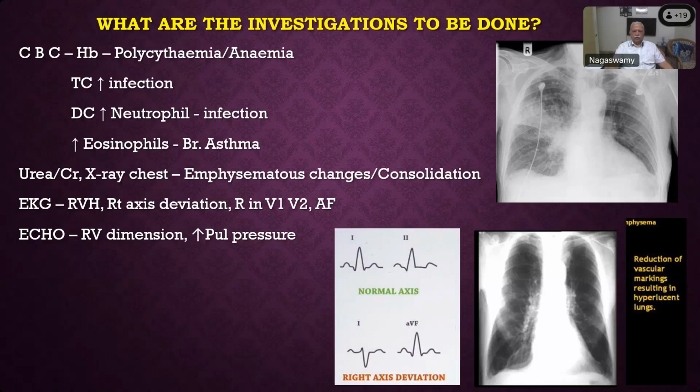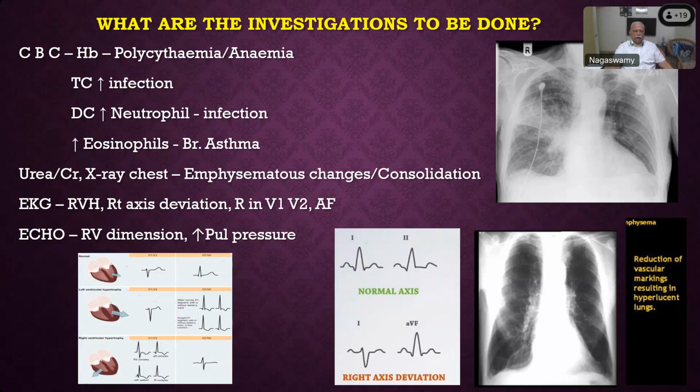Now, this is the way you find out the right axis deviation. You have to look, this is the normal axis. When both the lead one complexes are pointing upwards, it is called the normal axis, whereas in right axis deviation, lead one has a negative deflection and the aVF will be a positive deflection. So this combination indicates that this is right axis deviation. And this is the way to find out the difference between right and left axis, just for the sake of knowledge.